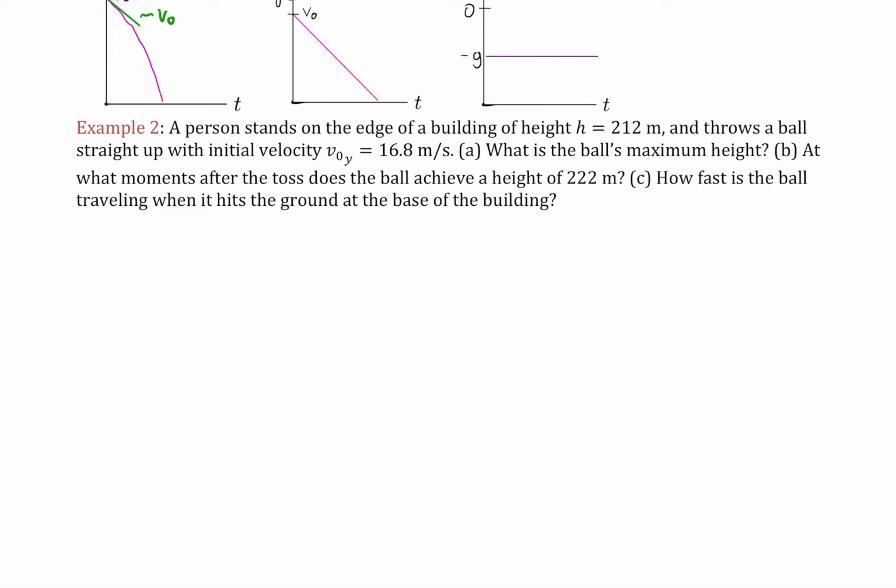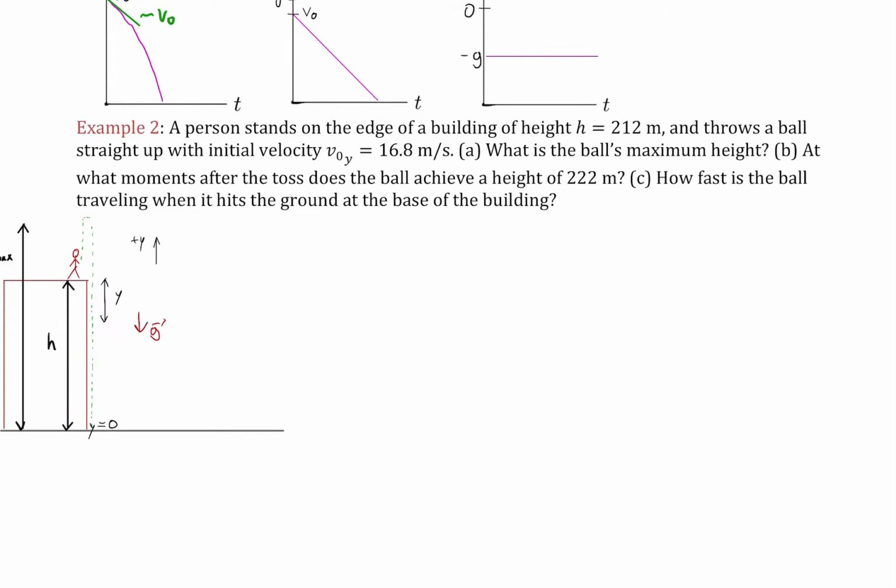Okay, let's look at a problem here. A person stands on the edge of a building at a height of 212 meters and throws a ball straight up with an initial velocity. What is the ball's maximum height? Okay, that's going to be relative to the ground. At what moments after the toss does the ball achieve a height of 222 meters? If there's going to be more than one time solution, you better expect us to use the quadratic equation. Okay, we're going to solve for t. And then part C, how fast is the ball traveling when it hits the ground?